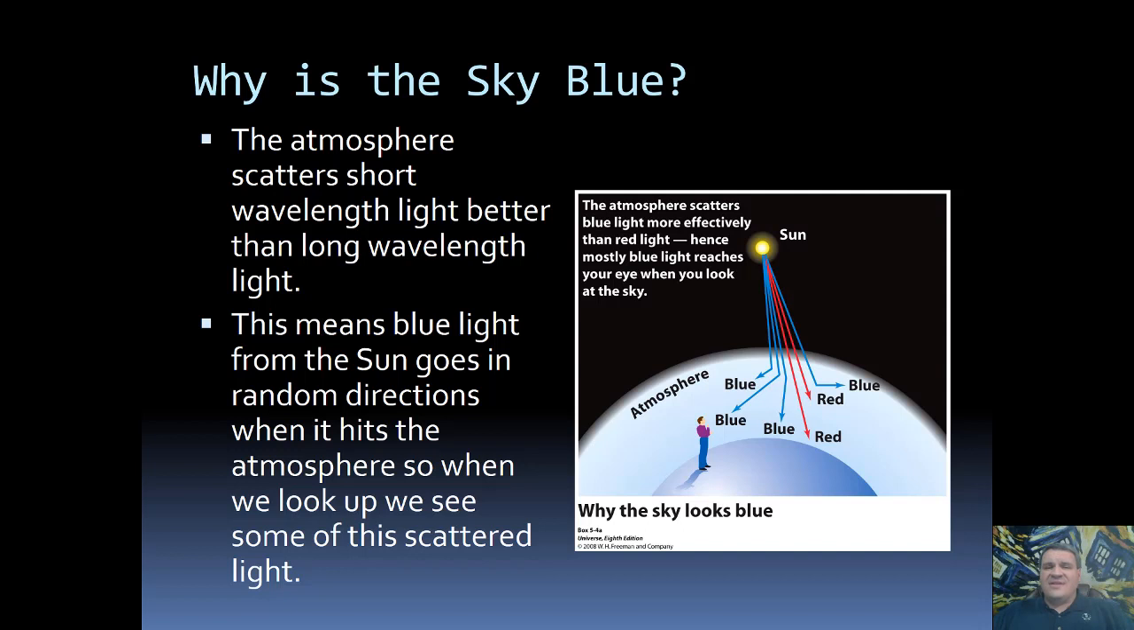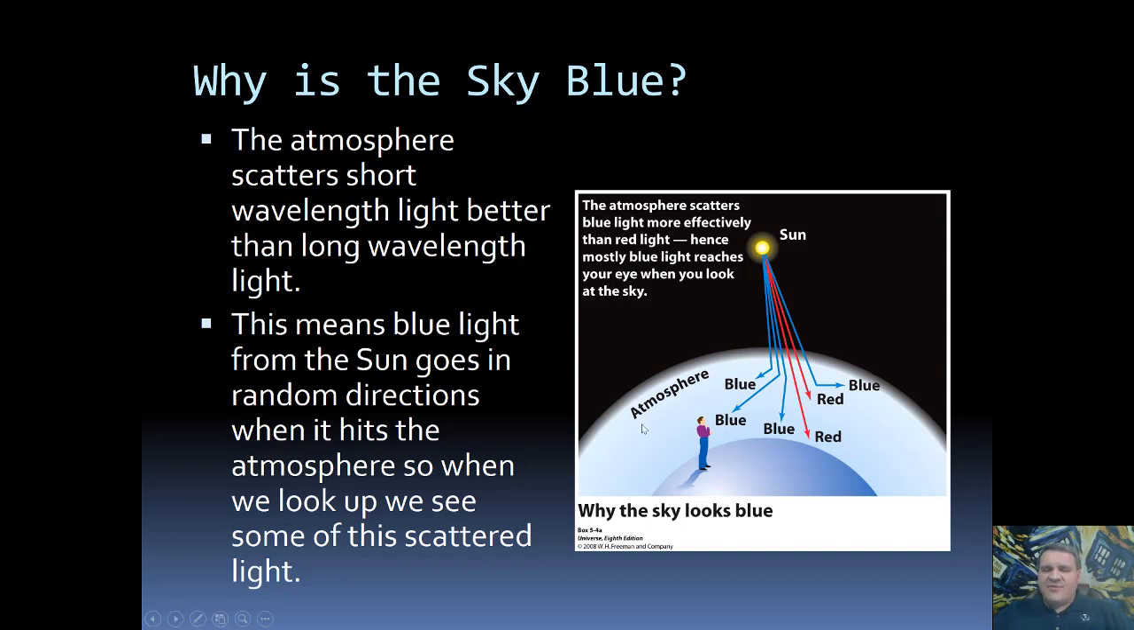Now, with all of this understanding, we can now answer the age-old question, why is the sky blue? So, the reason the sky is blue all begins with the sun. Now, the sun is not blue at all. The sun is actually white, giving off all of the different colors of light. All of that light then hits the Earth's atmosphere.